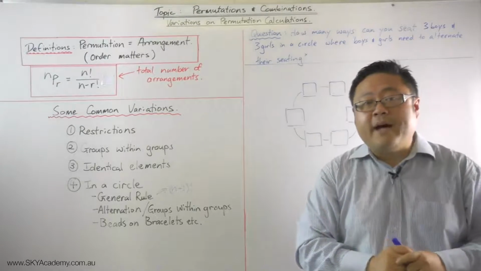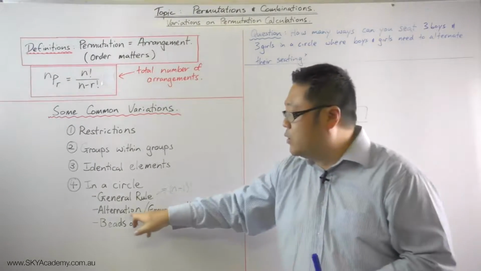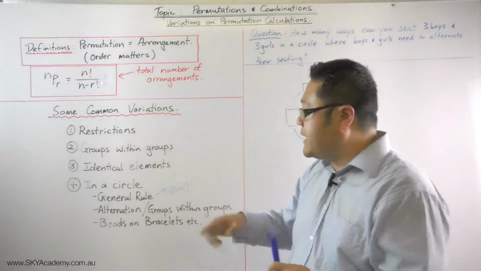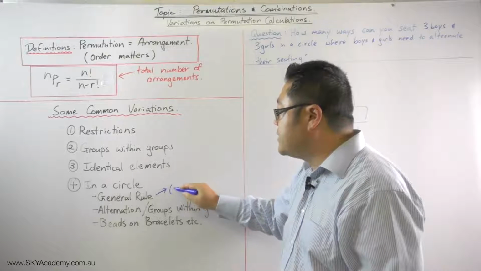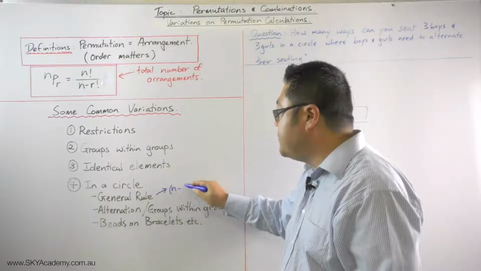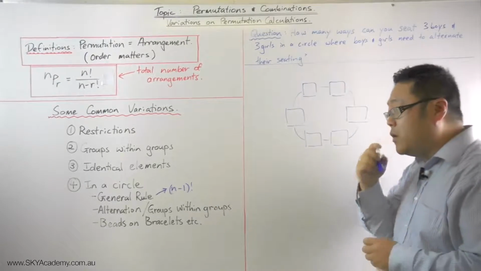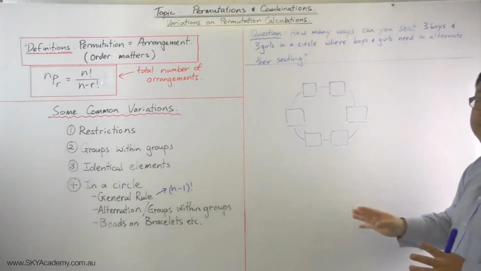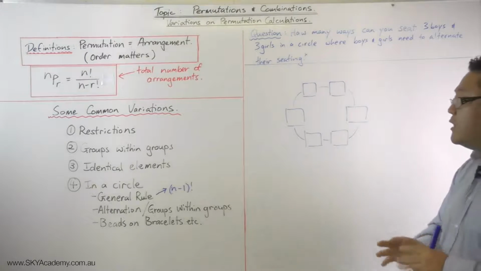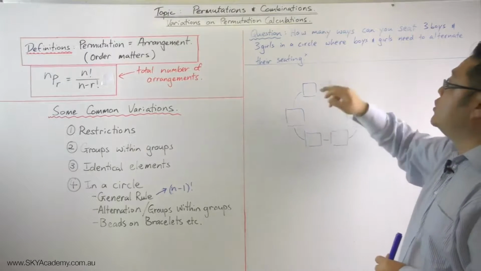All right, welcome back. We are now going to look at another example. This time we're going to look at alternation. So we worked out that the general rule for seating n people around a circle where there are n positions is n minus 1 factorial. So we worked that out. That's the general rule. When it comes to alternation, things get a little bit trickier, but not that much trickier. So let's have a look at how we would do this.